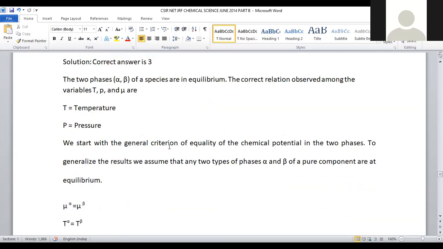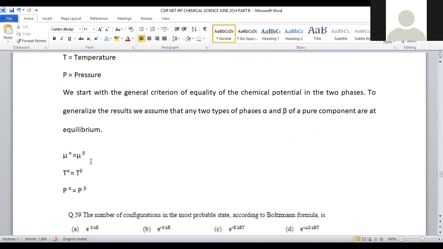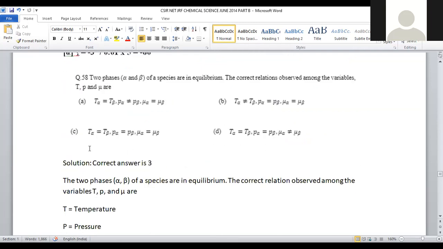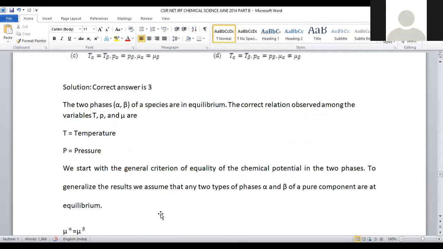This is data collected from an NPTEL lecture. The two phases alpha and beta of a species are in equilibrium. The correct relation observed among the variables temperature, pressure, and mu are. T denotes temperature, P is the pressure, mu is the chemical potential. Whenever two states of matter are existing in equilibrium, the generalized equation will be mu alpha is equal to mu beta, and T alpha is equal to T beta. Alpha and beta are the two phases which are existing in equilibrium. P alpha is equal to P beta. These three relations are given in option number 3. For question number 58, option number 3 is the correct answer.